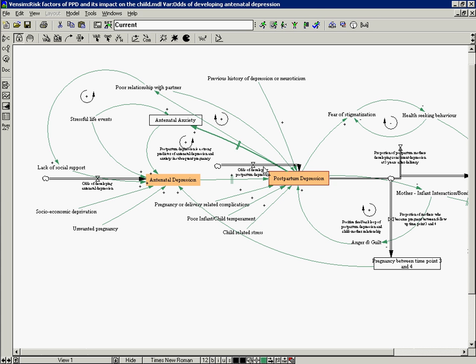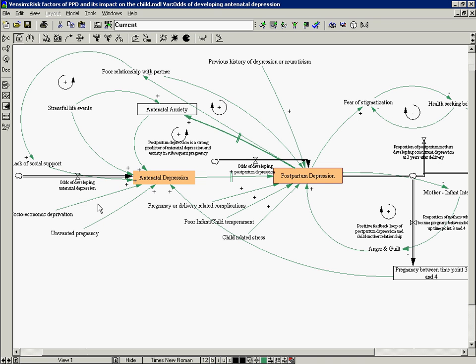So stressful life events can affect antenatal anxiety, and postpartum depression can contribute to that, and that can lead to antenatal depression, here in the context of presumably a later pregnancy. So you might be recovering from one pregnancy in the first year, and this affects your likelihood of having antenatal depression later, with respect to another child, I think. Yeah. And then there's some things here: odds of developing antenatal depression through lack of social support, et cetera.